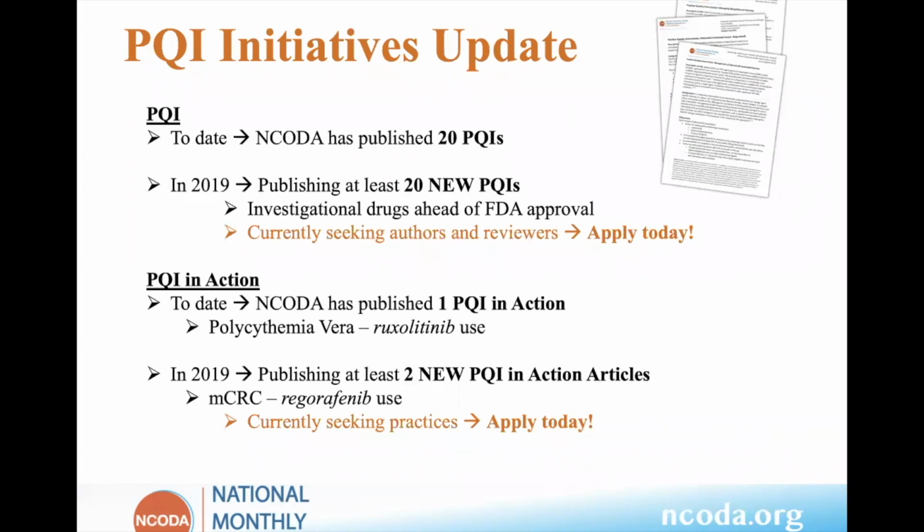At NCODA, PQIs are very near and dear to our hearts. It is an important scientific document that delivers best practices to our healthcare professionals nationwide. To date, we've published 20 PQIs, and this year our goal is to publish at least 20 new PQIs. We are constantly seeking new authors and folks to help us review and improve those documents, so please go ahead and join today.